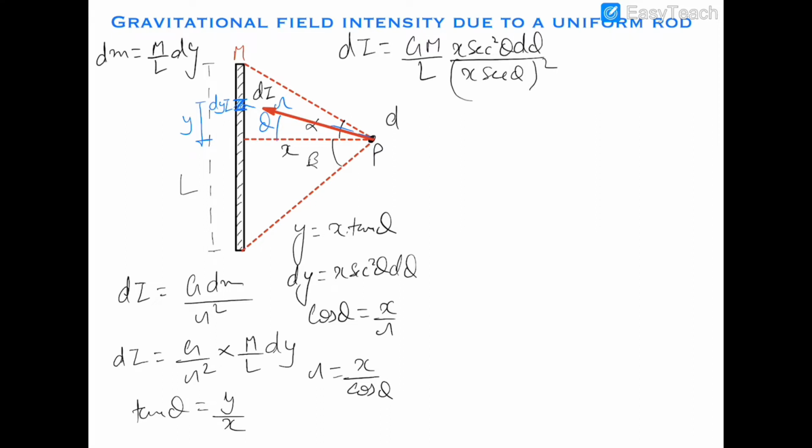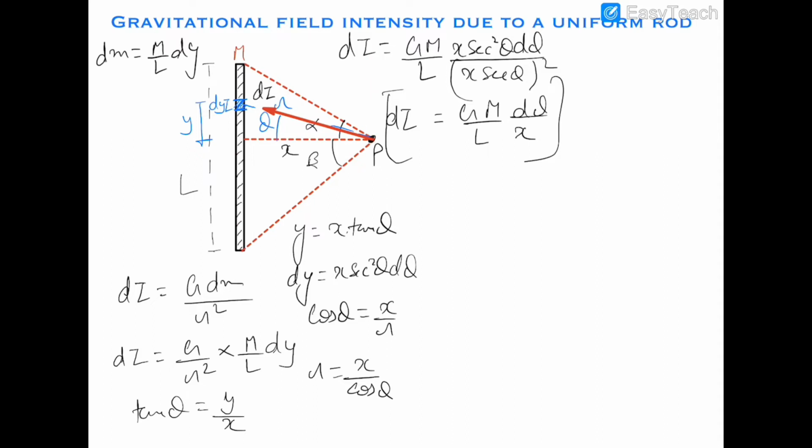So we can cancel out this sec square theta, and therefore it would be GM by L d theta divided by x. Now we know that it has two components. This is the x component and this is the y component. But moreover, we'll name this component as I perpendicular because it is perpendicular to the rod, and this component as I parallel.